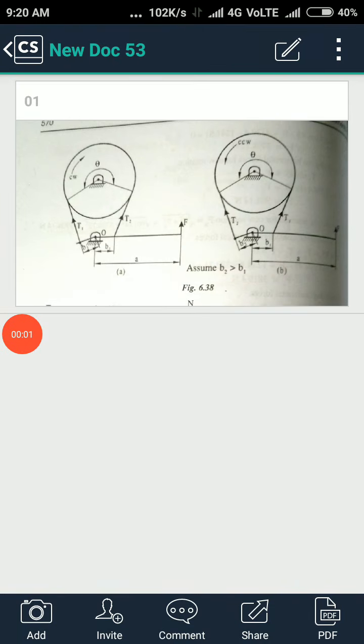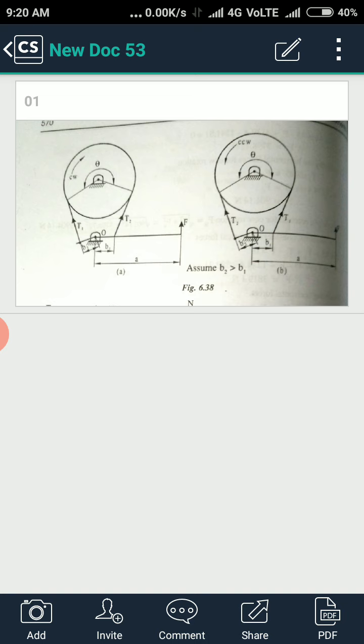Okay, so today we'll take the last part of the design of brakes. In the last class we have taken the simple band brake. Now we'll take the second type of the band brake, that is a differential band brake. So how do you define a differential band brake? If both ends of the band are connected to the lever, then it is called as what?